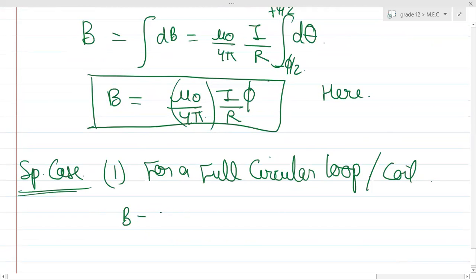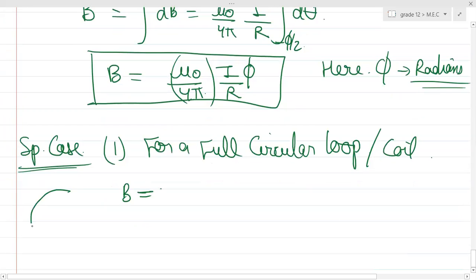B will be, acha, what will be the value of phi for the whole loop? Please remember phi should be in radians. Phi is never in degrees, it should be in radians, okay? So B for the whole ring, if you have a circular coil or a circular loop over here, which is having current like this. Can you see the direction of current is anti-clockwise? What should be the direction of magnetic field? Outgoing. Very good. And what is the radius? Let's say the radius is R. So what is the angle subtended at the center? Is it phi equal to 2 pi radians?